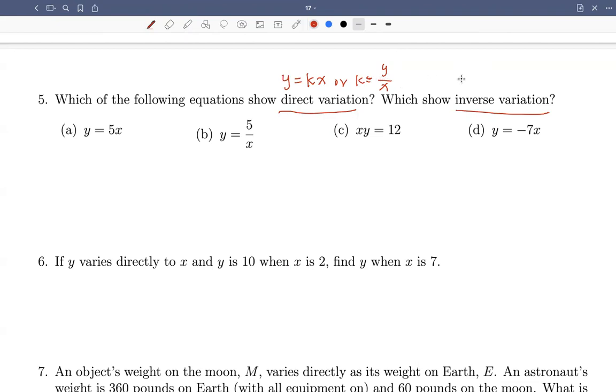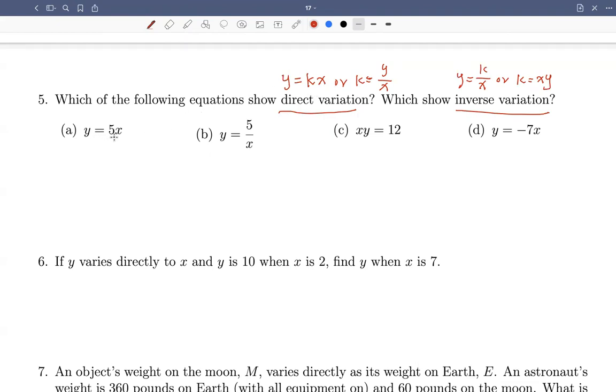So varies inversely means y equals k divided by x, or k equals x times y. You see this is multiplication. So if it's the inverse variation, the 2 variables multiply to be a constant. Let's check A, B, C, D.